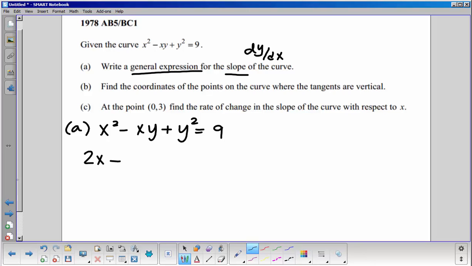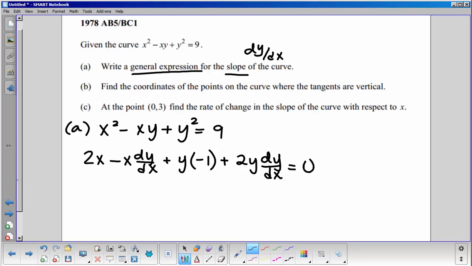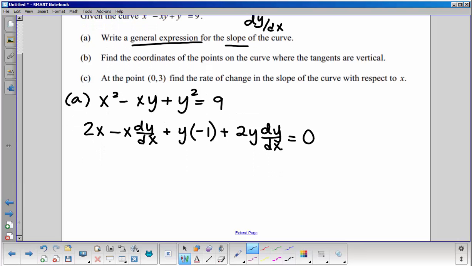2x minus first times dy/dx, which is second, plus second, which is y times the derivative of the first, which is negative 1, plus 2y dy/dx equals 0.